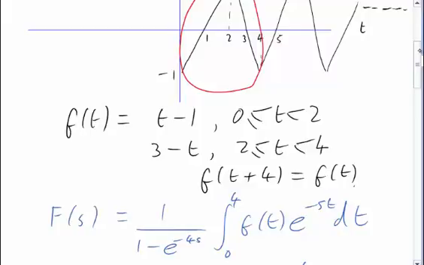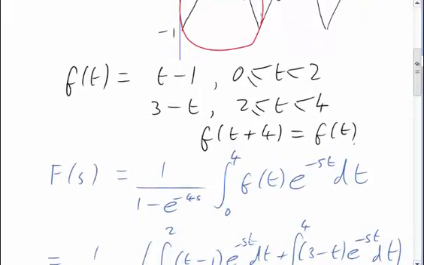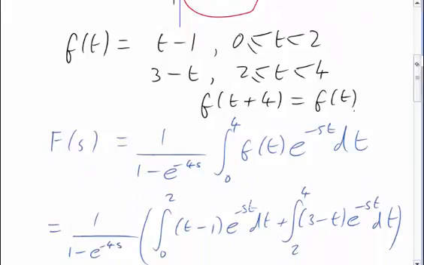Now unfortunately, even on the interval 0 to 4, our function f still has two different rules, so we now have to split that integral up into two parts. The part from 0 to 2, where we can write f of t equals t minus 1, and the part from 2 to 4, where f of t is 3 minus t. It looks like this. You can see these expressions are starting to get a bit cumbersome, so from now on I'm going to leave off the factor at the front just for the moment, and at the end I'll put it back.